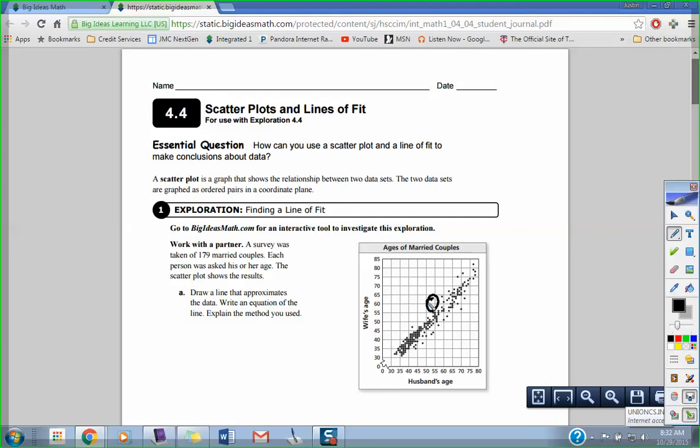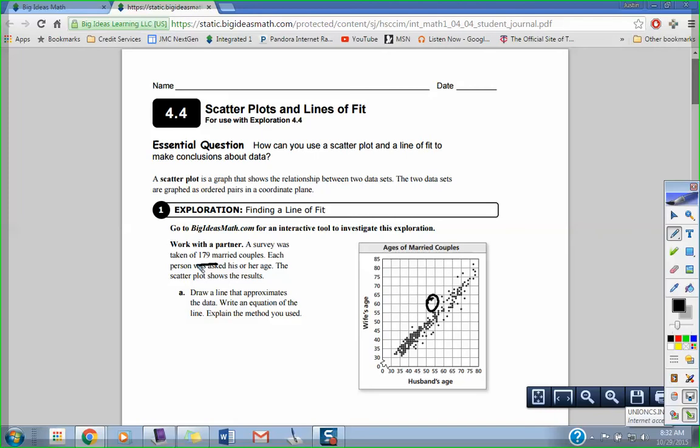But this kind of shows all the couples' ages. Now, guys, most people when they get married are typically around the same age. Not all the time. But in this particular example, they show the ages of the husband and the wife. So we're comparing two sets of data. How many dots are going to be on that graph right there, kiddos? 179.